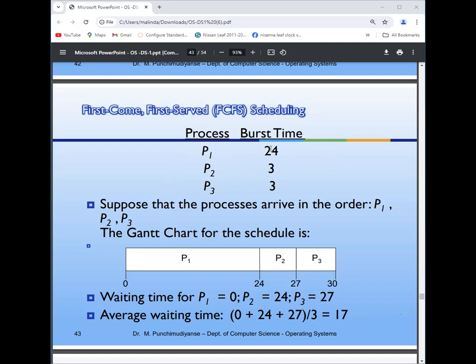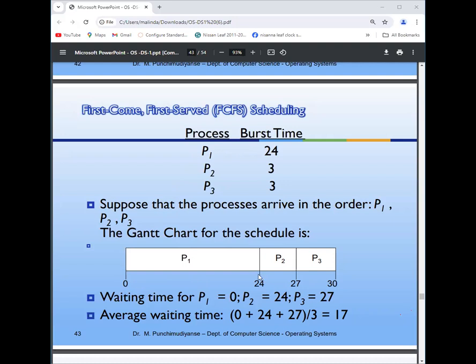So this kind of table will be given to you, right? Then you need to organize this into a diagram called a Gantt chart, so we can easily answer the questions we have. The first thing we draw, starting from time 0, is P1, which came first. So we start drawing the Gantt chart, and P1 is given the time of 24 milliseconds.